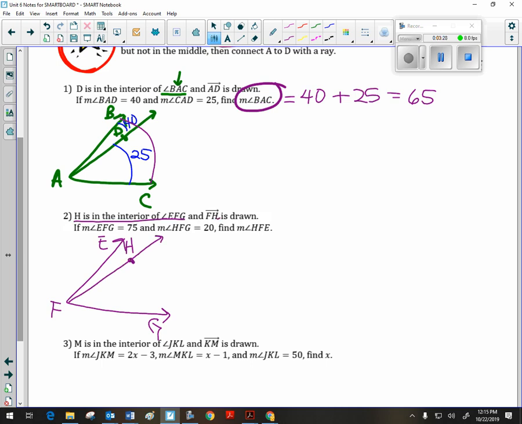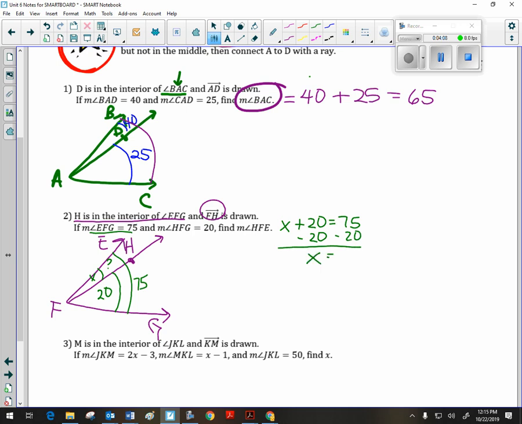The ray from F to H is drawn, and in this case they are giving me a little bit more information, where they are telling me that EFG, the whole angle, is 75, and HFG is 20. And they want to know how big the angle is from EFH, or they called it HFE. Basically, the angle we're looking for, we could put an X on if we wanted to, and say that we know that the one part called X plus the other part called 20 equals 75, and then we could do the math to find out that X is 55.